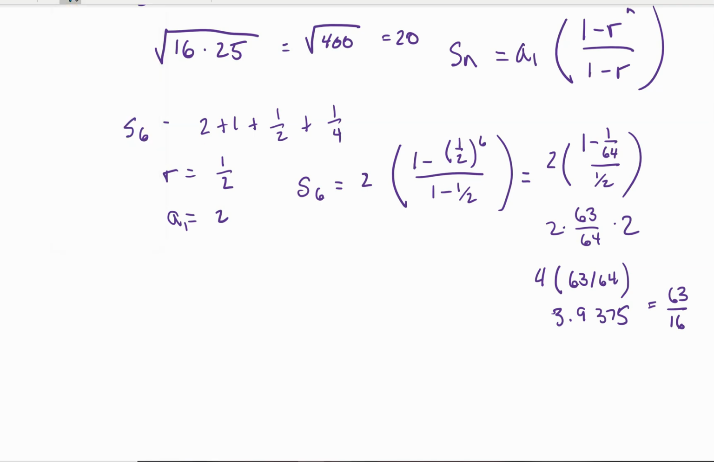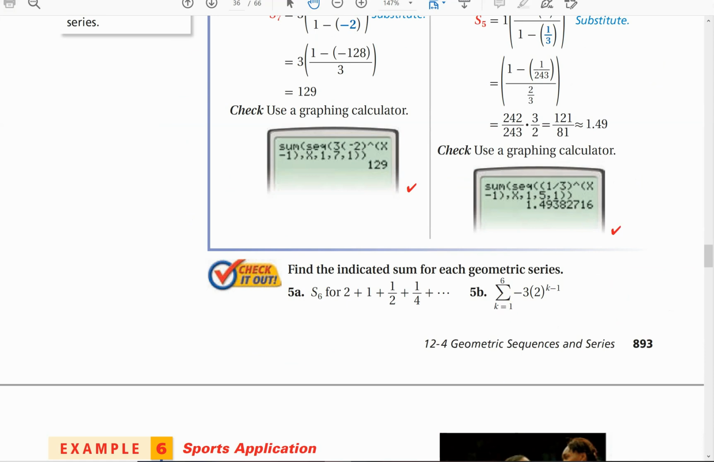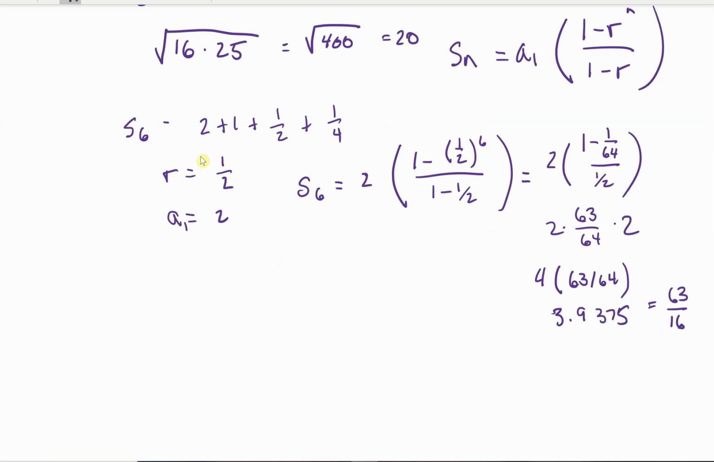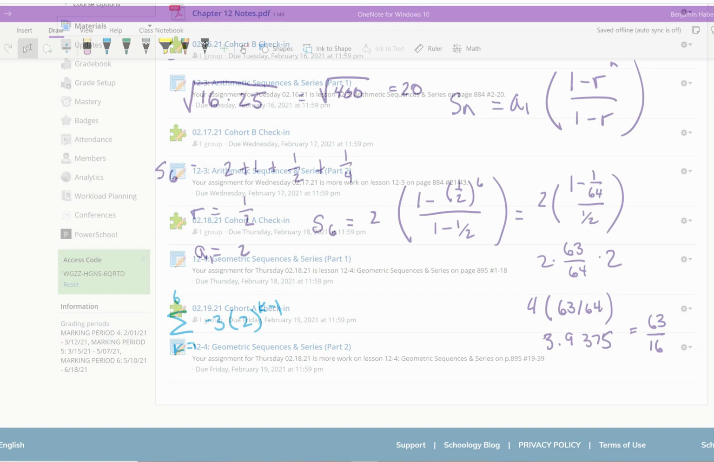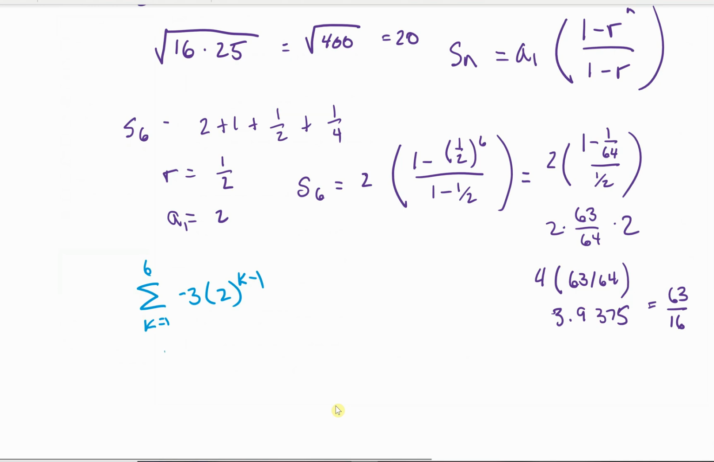If you look at the next example, we got the sum from 1 to 6 of negative 3 times 2 to the k minus 1. Right? Now for this one, just got to find A1. And that is going to be -3 times 2 to the 0. That is -3. N is 6. R is 2.